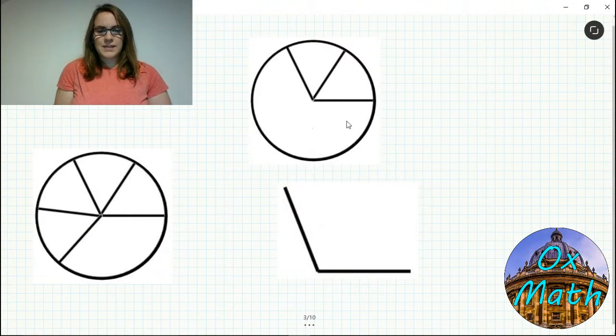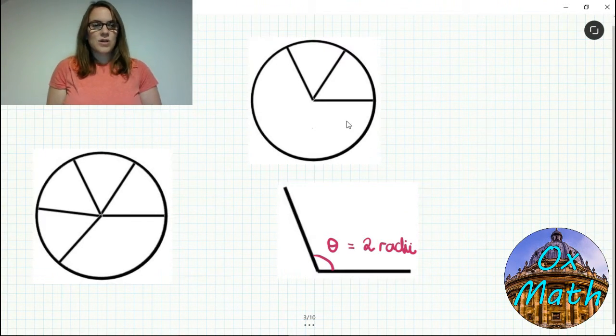So this means that this angle here is actually always equal to the angle that holds 2 radii, no matter how big the circle is. So hopefully you can see this isn't size dependent on the circle, it is independent of the size of the circle. Whatever size you make the circle, however big you draw it, this sized angle here will always hold an arc length of 2 radii.